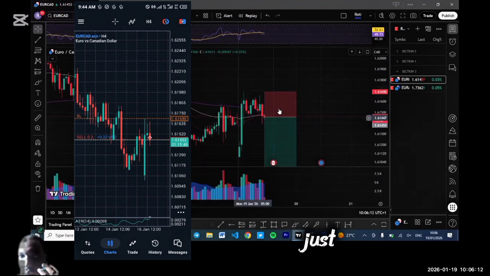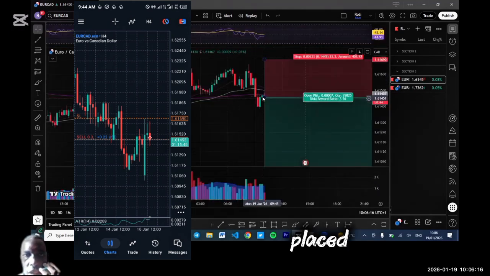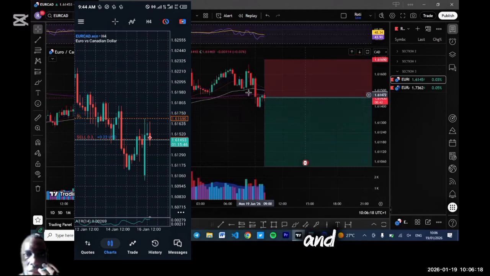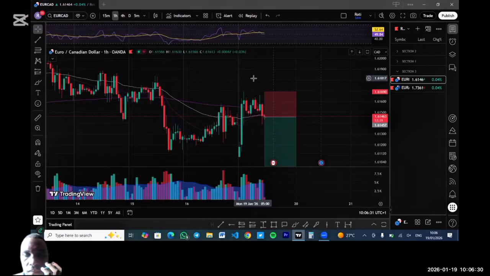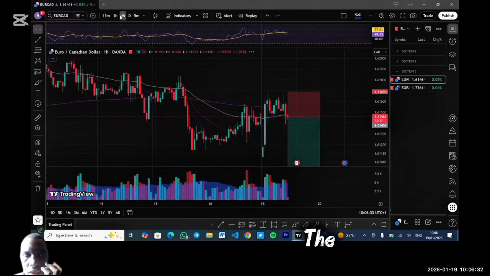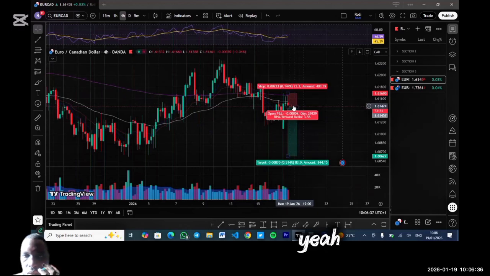But just around London Open, I placed my entry around this area, and I'm in already for about, I can't even remember, I think 0.3. I'm not even sure of my lot size anymore, but the risk is $50. Okay, let me check here. Yeah, 0.3. There's 30,000 units.